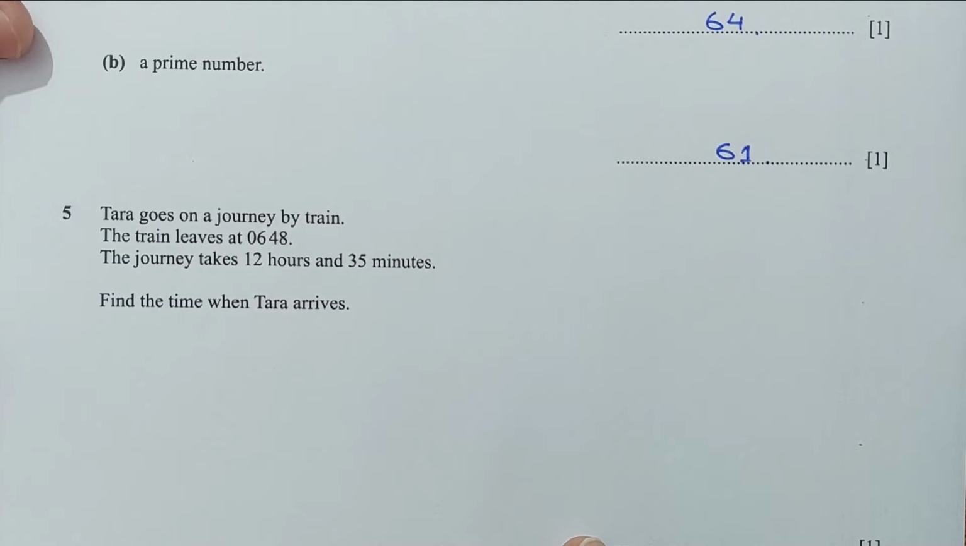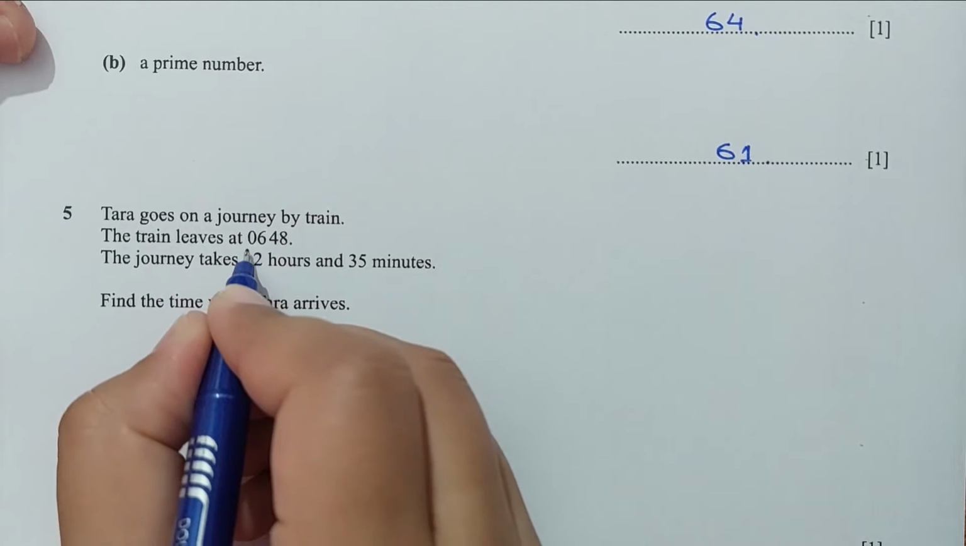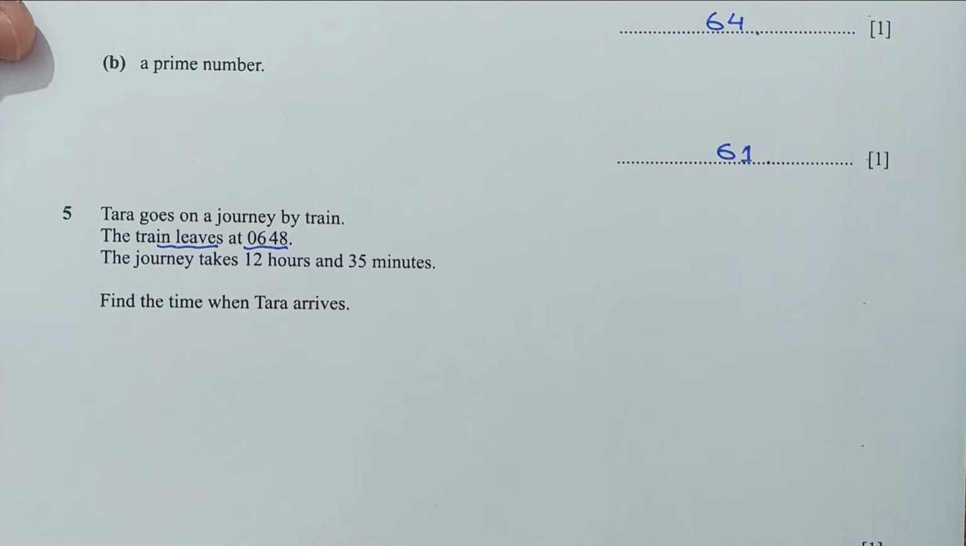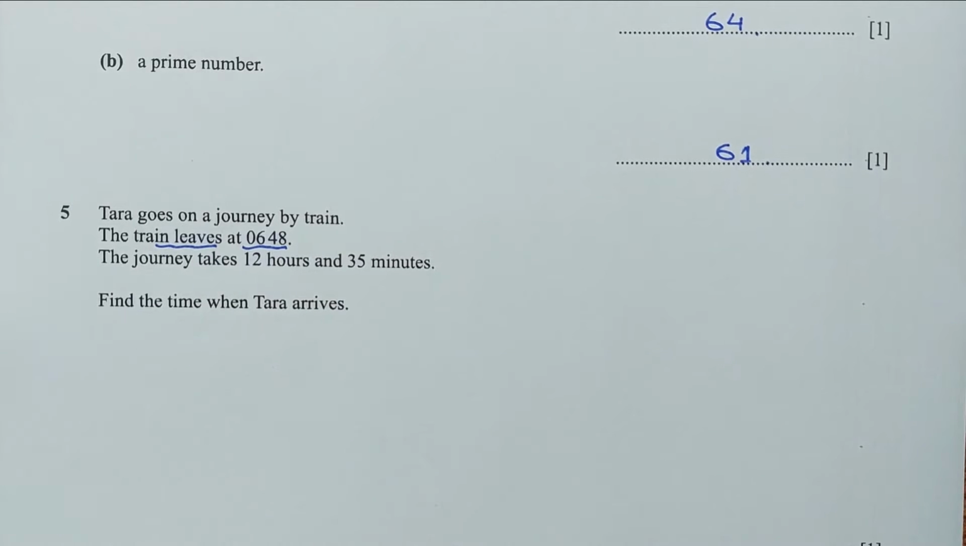Question number 5, Tara goes on a journey by train. The train leaves at 6:48. This is the time the train leaves. The journey takes 12 hours and 35 minutes. Find the time when Tara arrives.